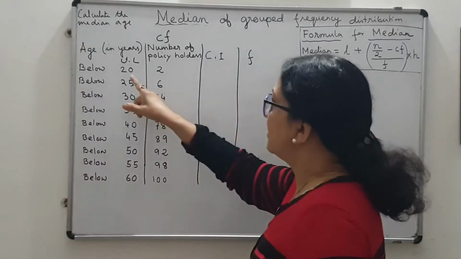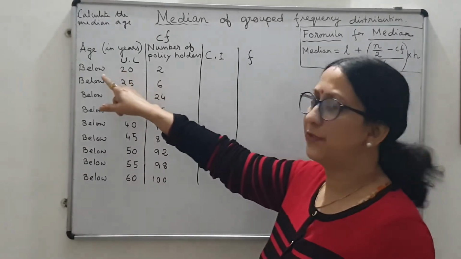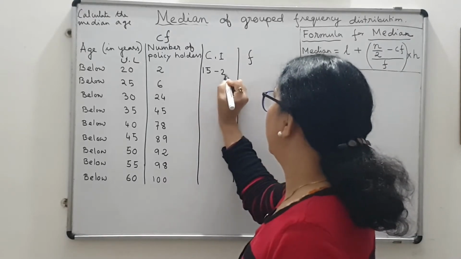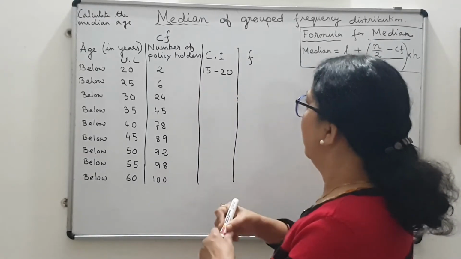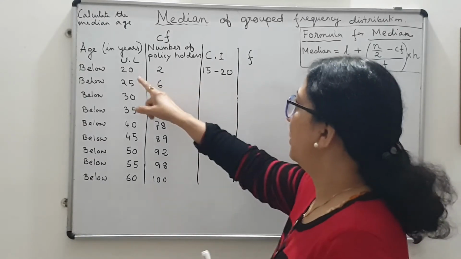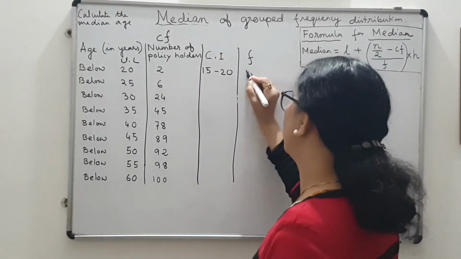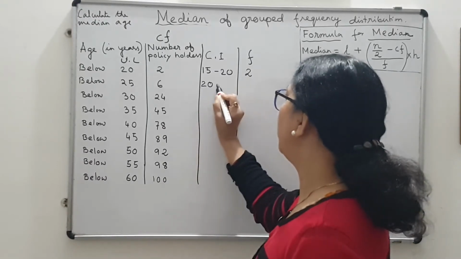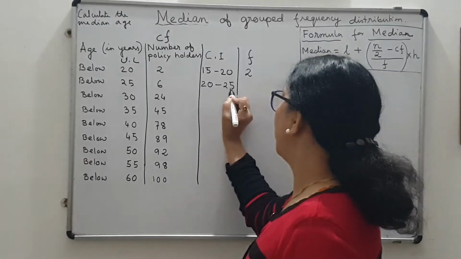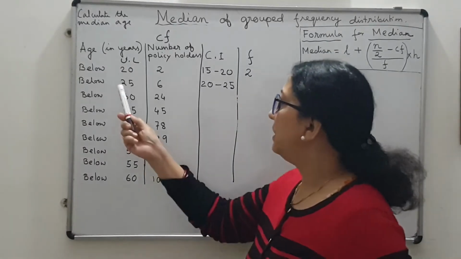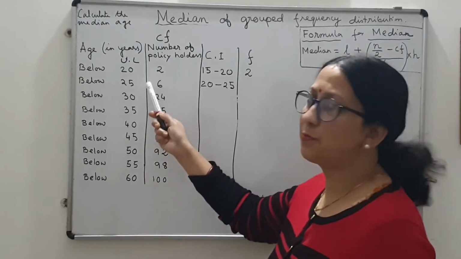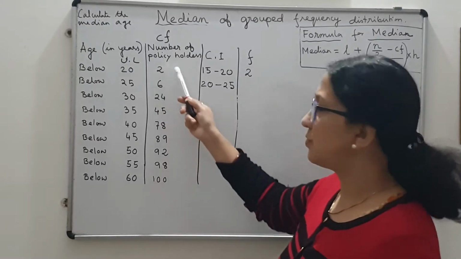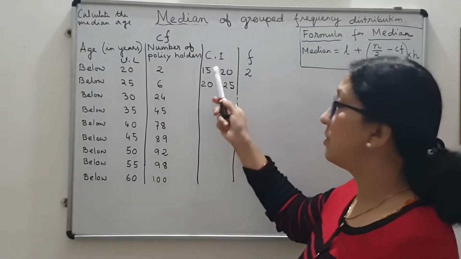Since this is the upper limit, the lower limit will be 20 minus 5, that is 15. In this way I get the first class, 15 to 20. And in this class, how many policy holders are there? 2. Because below 20 there are only 2 policy holders, so the frequency will be the same. The next class will be continuous, so 20 will be the lower limit and 25 the upper. Now below 25 years, there are a total of 6 policy holders, and among these 6, these 2 were also included.